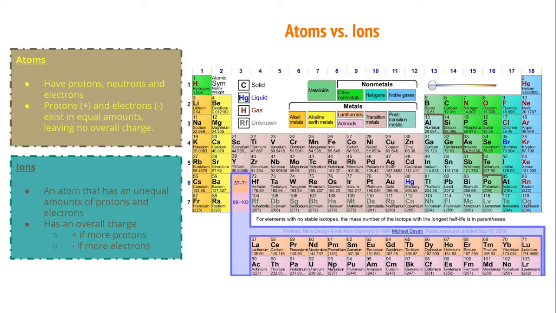So anytime we have a non-equal amount of protons and electrons, say for instance we have more protons than we have electrons, we'd have a positively charged ion. Or if we have more electrons than we have protons, we'd have a negatively charged ion. But it's still the same element.